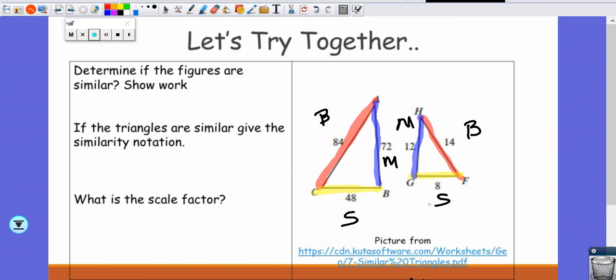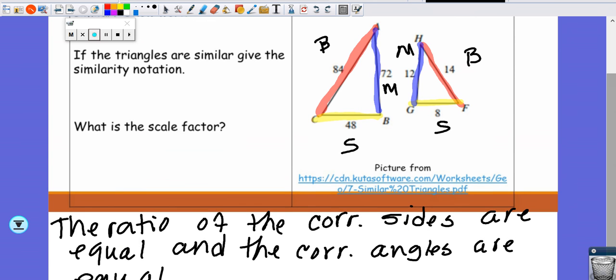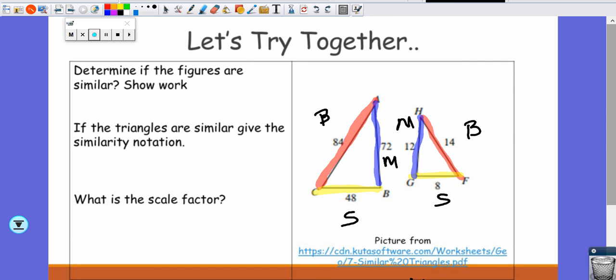Okay, so since they only gave me sides, I have to look at the first part of my definition for similar figures if I want to figure this out. It says the ratio of the corresponding sides are equal. So here it says determine if the figures are similar and show your work. So now I need to say, will the ratio of the corresponding sides actually equal?